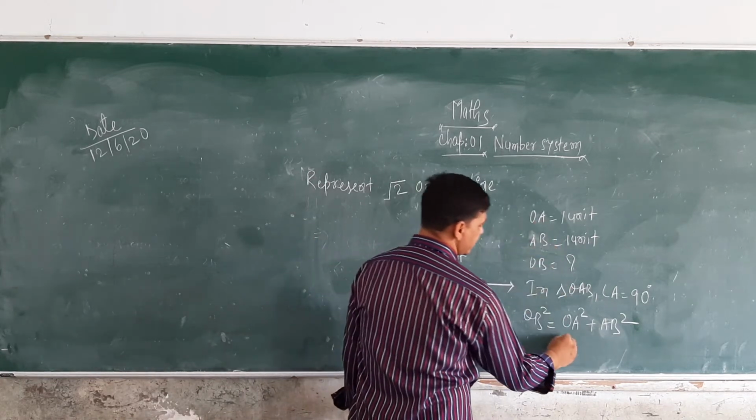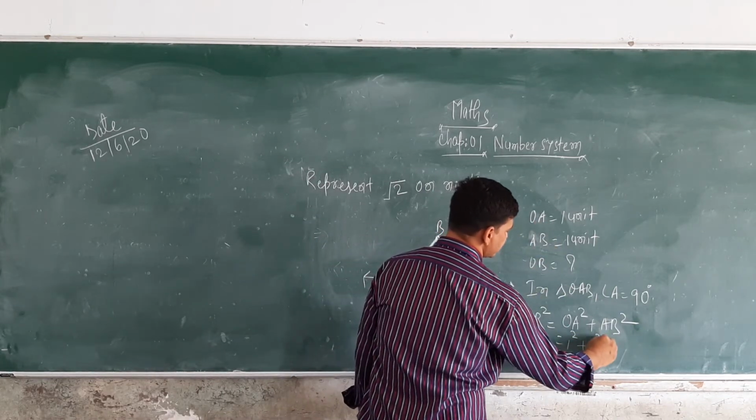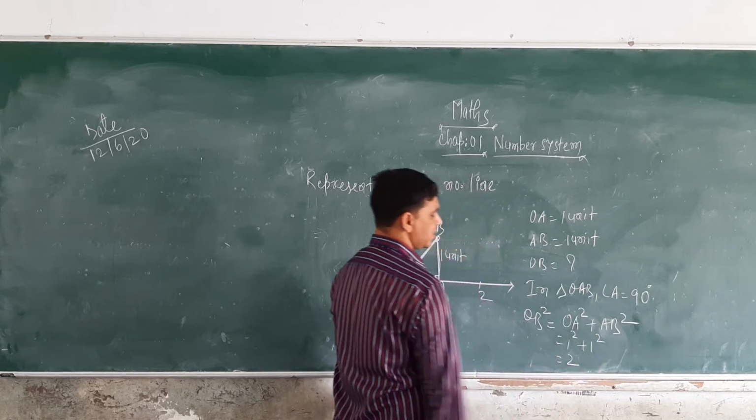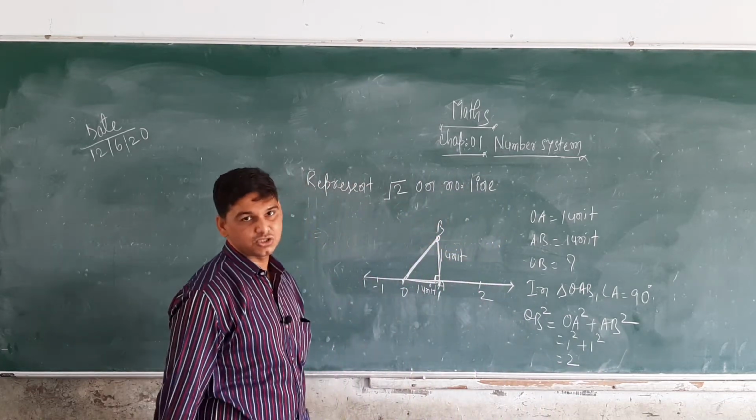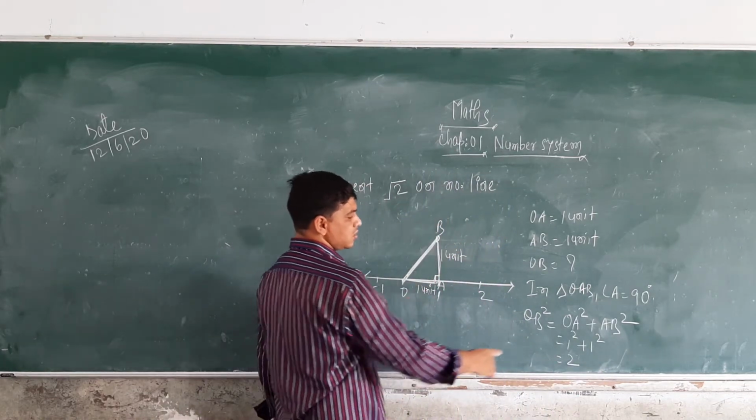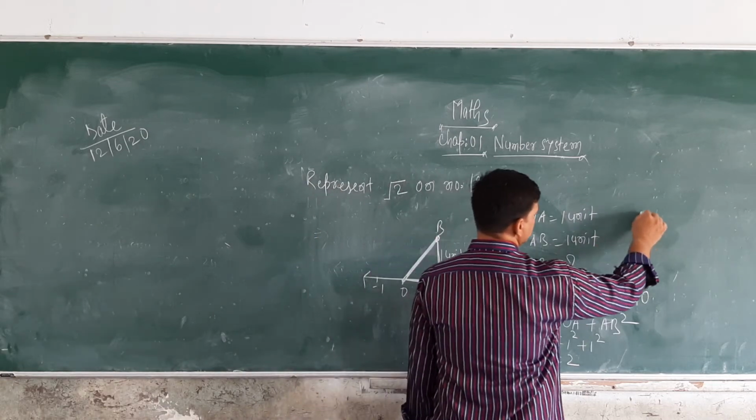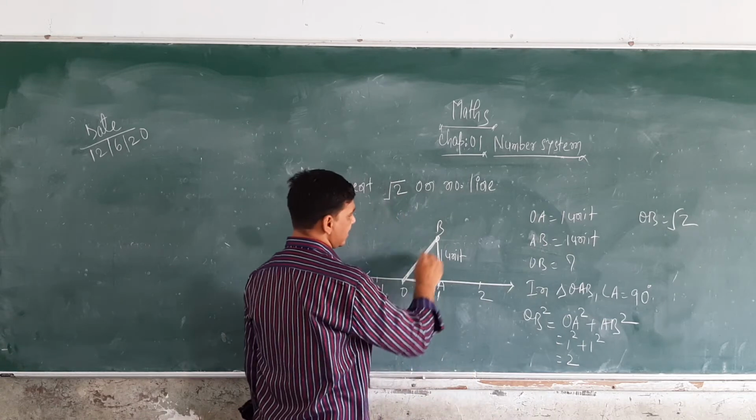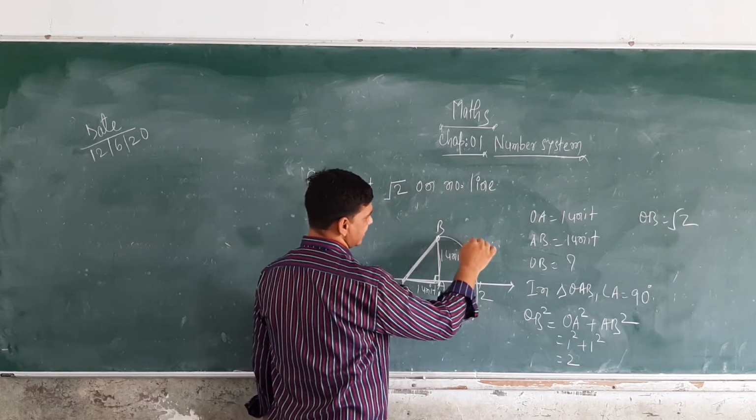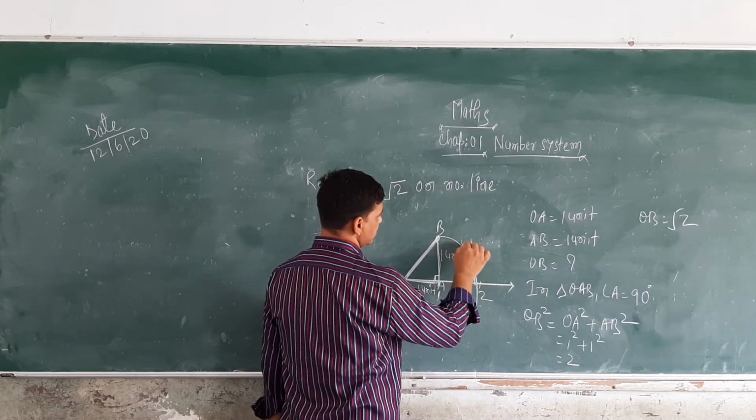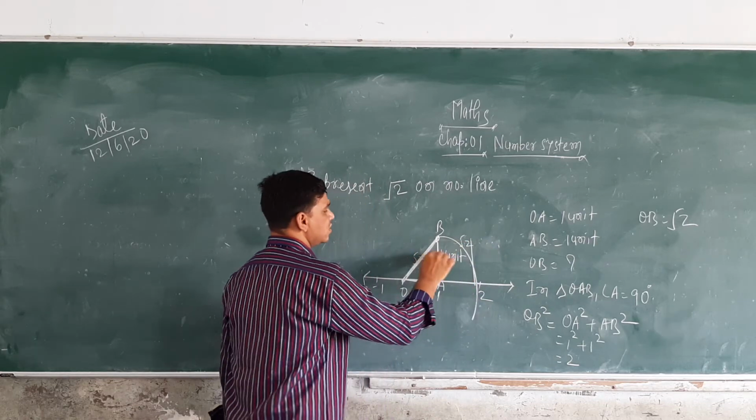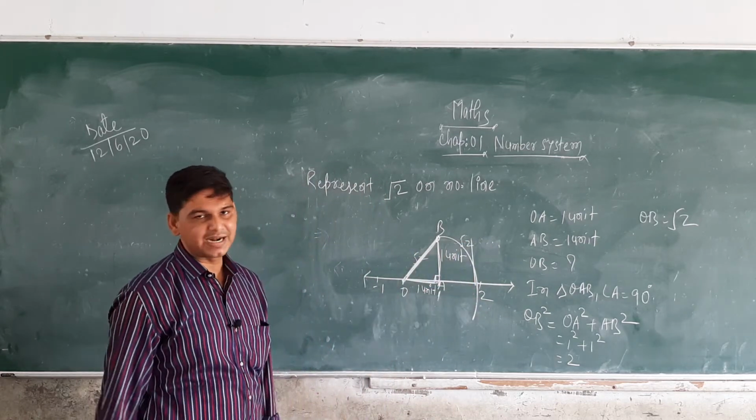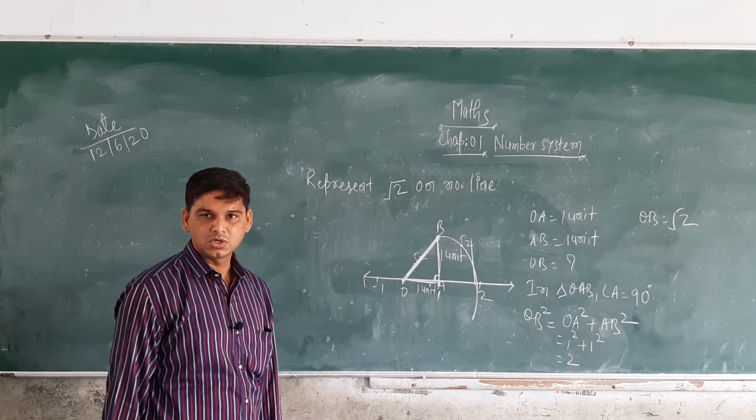So OA is 1 unit, 1 squared plus AB is 1 squared, 1 plus 1, that is 2. Now OB squared is 2, but we have to find OB, so the square is removed from here. So OB becomes square root of 2. Using that, we can create an arc here. That arc is the value of root 2. So by using this simple number line system, we can represent root 2.